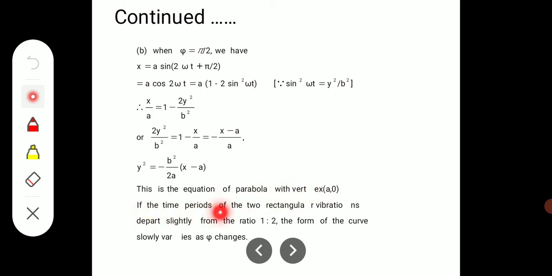If the time periods of the two rectangular vibrations depart slightly from the ratio 1 is to 2, the form of the curve slowly varies as phi changes.